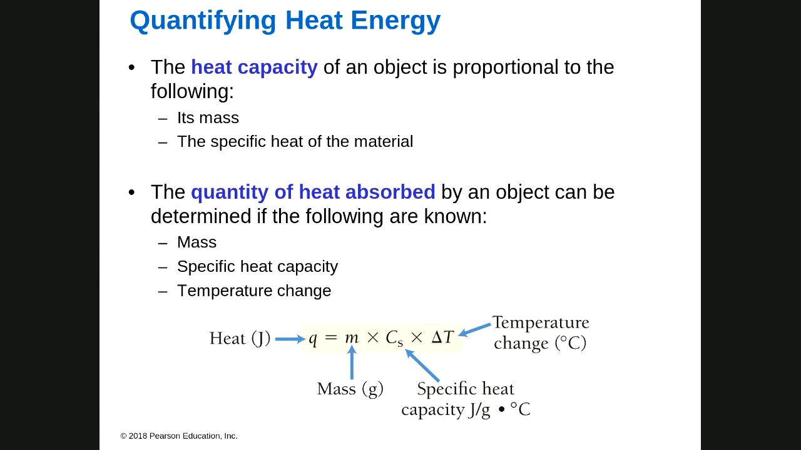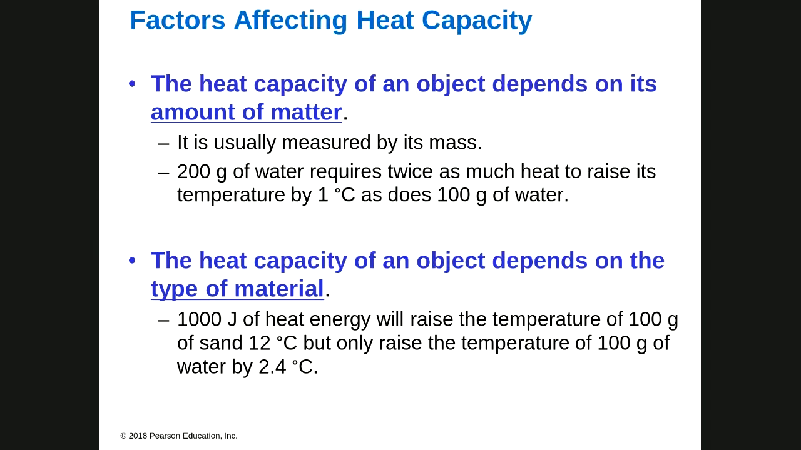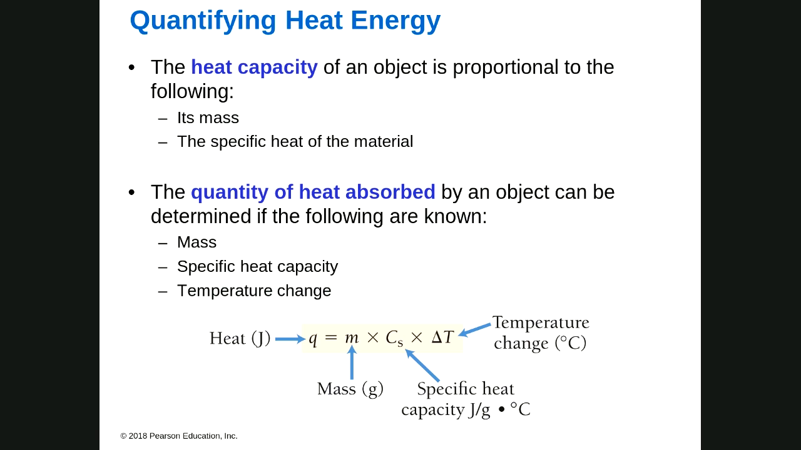So we said that was specific heat, so let's not get those confused, okay, because we're talking about specific heat here. But heat capacity of an object is proportional to its specific heat and its mass. So how much heat it absorbs is going to be determined by knowing the mass, the C, and the change in temperature. Okay, so mass, C, and change in temperature.